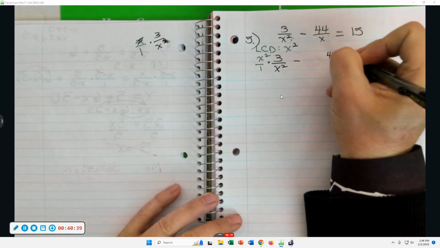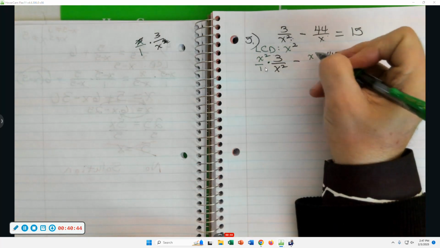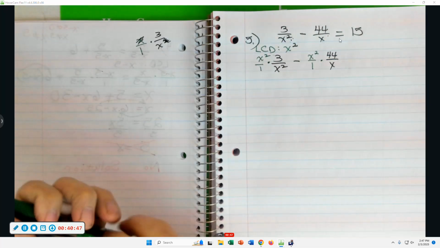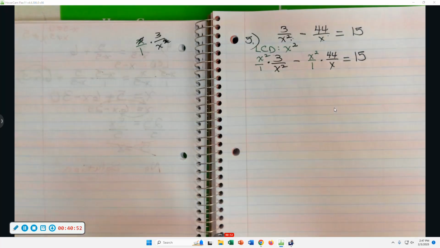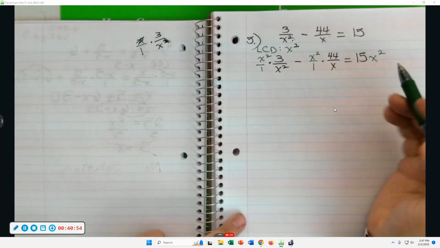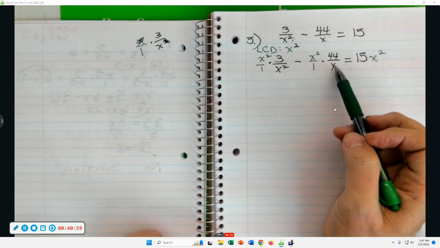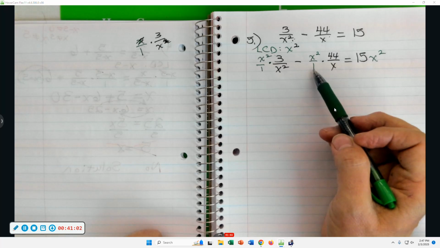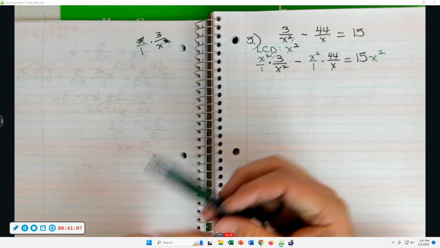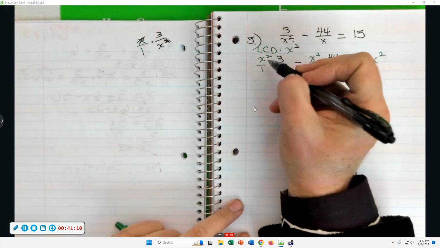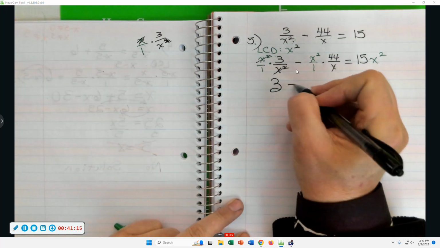The first term gets multiplied by x squared. The 44 over x is going to be multiplied by x squared. And the 15 is going to be multiplied by x squared. Notice I don't put it over 1 here because there's no fraction. If I'm multiplying the LCD by a fraction, I put it over 1 to make sure it's clear. You cancel top with bottom. The x squares completely cancel out, leaving us just a 3 as our first term.